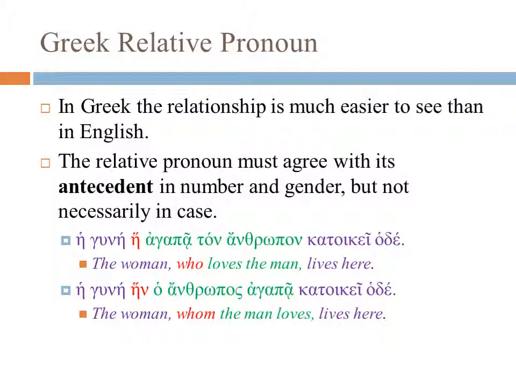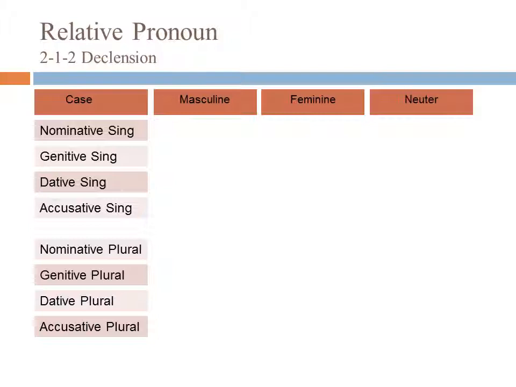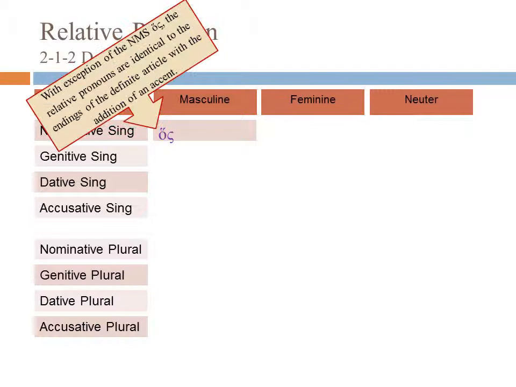Okay, once again, we're in a 2-1-2 declension for the relative pronoun, which means all of the endings will be identical to the other endings that we've had today. The nominative singular masculine is has, and except for has, all of the other endings are identical to the endings that you have for the definite article. This is the correct ending for a 2-1-2, but remember the definite article is ha, he, ta, ha masculine, he feminine, ta neuter. So the masculine is ha rather than has.